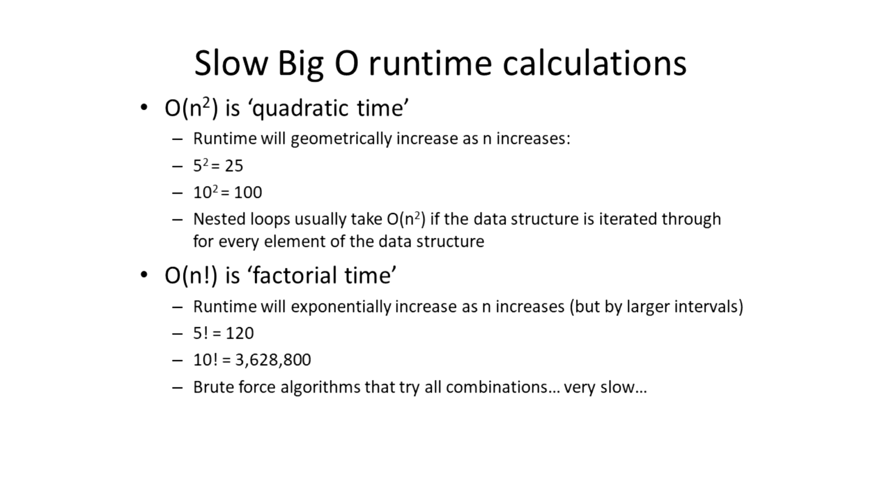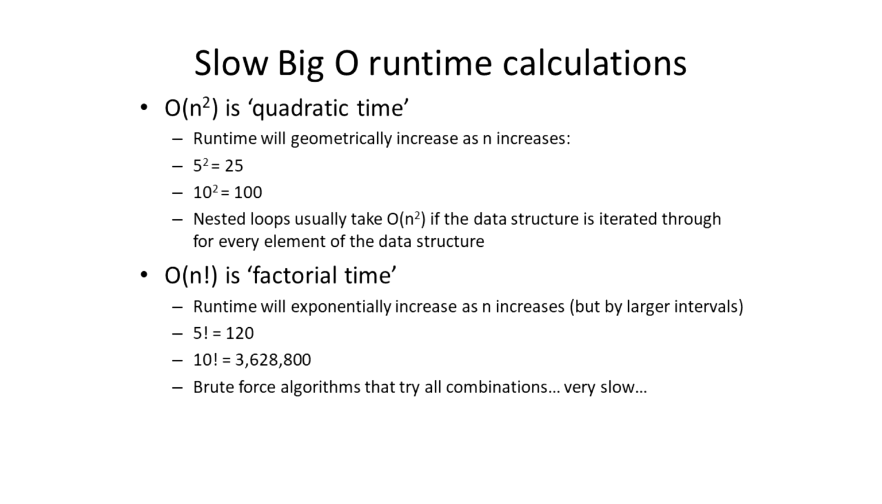So if one loop is linear time, O of n, then a nested loop, which is a loop inside a loop, is going to be O of n times O of n. If each loop is linear time, then multiplying them together will give you O of n squared, quadratic time. Therefore, whenever you see a nested loop, think quadratic time, O of n squared.